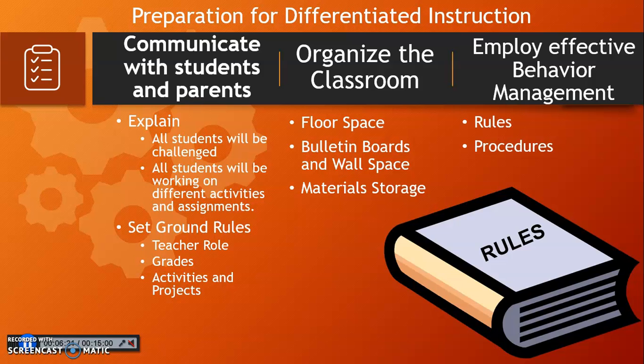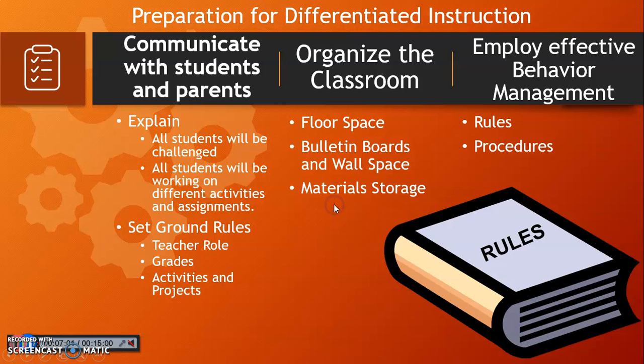Then the next one is employ effective behavior management. And two important things here are rules and procedures. Discuss why, where, and when the procedure is needed and how it should be implemented. So explicitly teach and model the procedure. Then you should create opportunities for students to practice that procedure, so they can thoroughly understand what is expected of them in the classroom. And then continue to monitor students as they implement and buy into the system, and provide corrective feedback to them as they go along.